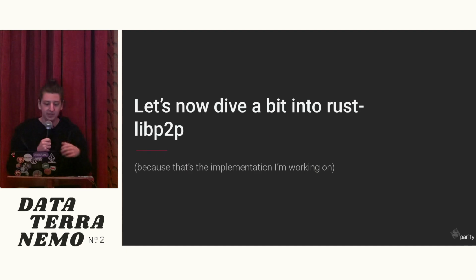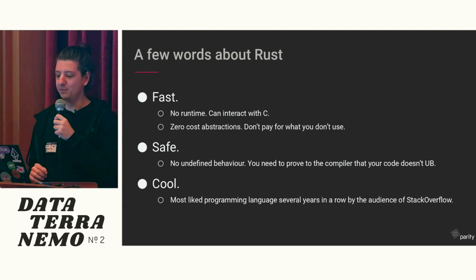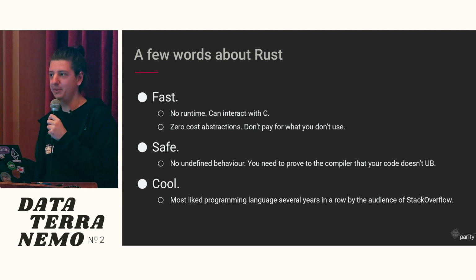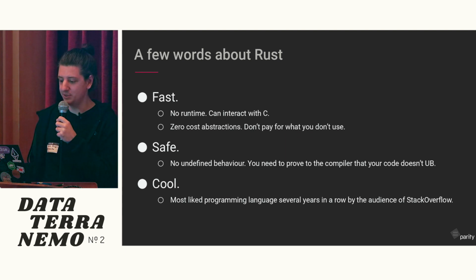Now let's dive a little bit more into the design of rust-libp2p specifically, because that's the implementation I'm working on. A few words about Rust, first of all. Rust is fast, it has no runtime, it can talk to C, it has zero-cost abstractions, you can abstract over something without any runtime overhead, which is extremely cool. That's the same thing as C++, you don't pay for what you don't use.